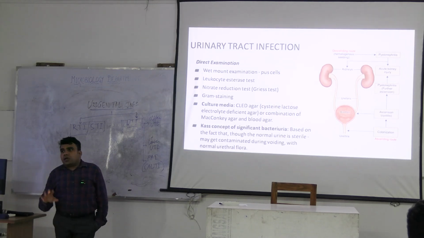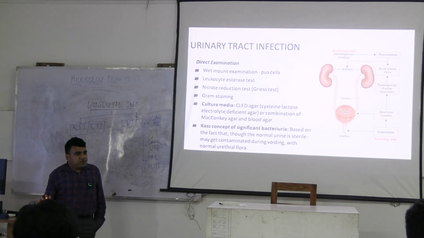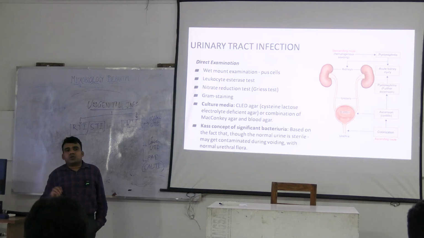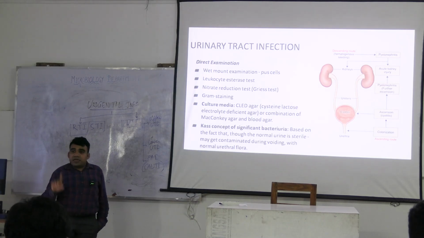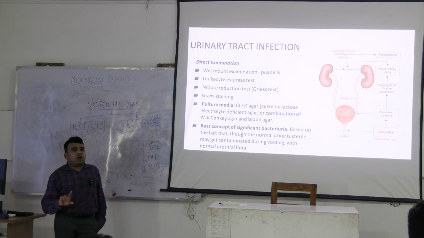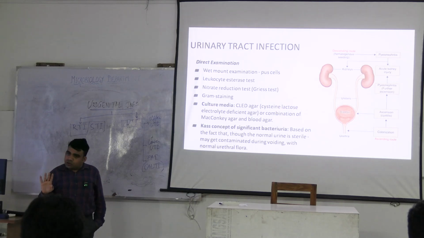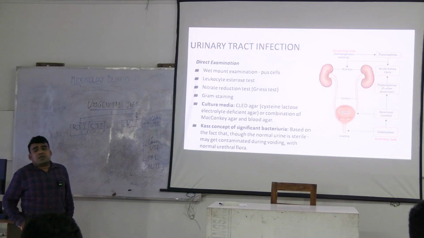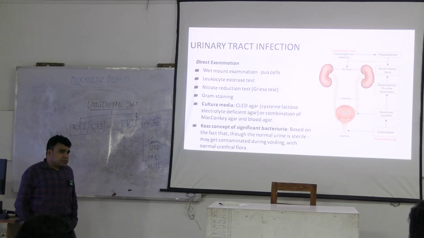Now, pyuria does not mean the patient has infection. There can be many causes of pyuria. Non-infective causes can also lead to pyuria. It is only an indication of infection. Understood? Next, another thing that can come out is red blood cells.